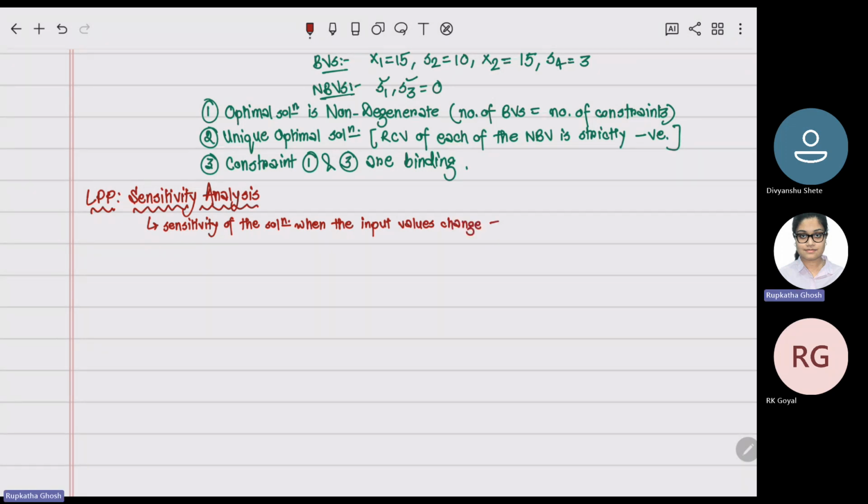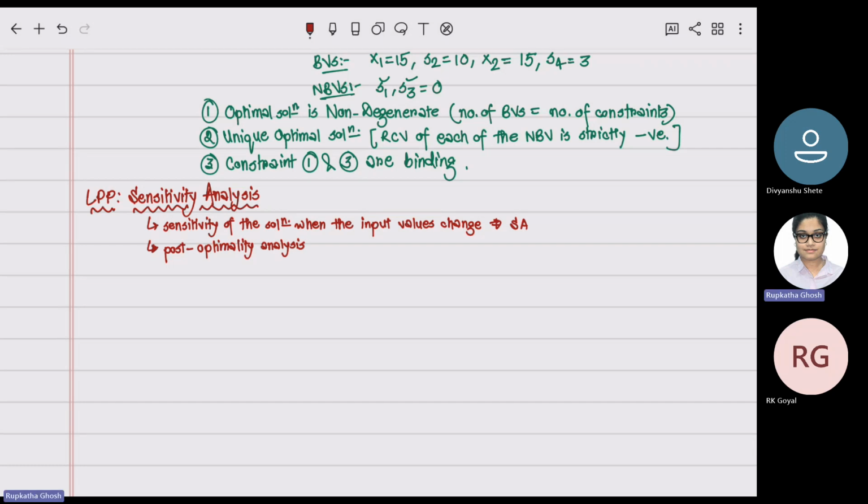That is why it is called sensitivity analysis. Further, because this analysis takes place after we obtain the optimal solution to the original problem, you can also call it post optimality analysis.